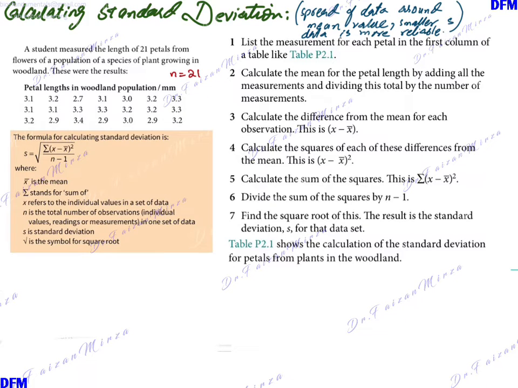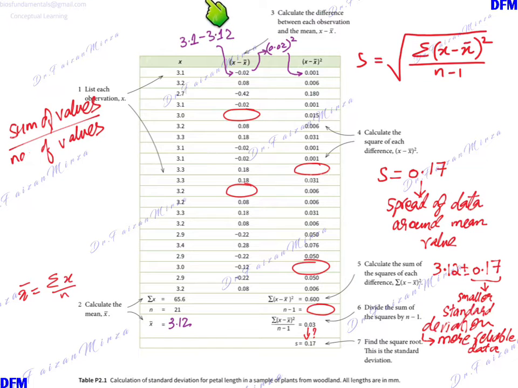Individual values are given to you. What will we do? We'll make a table here. All the individual values of these petals will be mentioned in the table. These will be the values which I'll be calling x. Now we'll calculate the mean here. For the mean, you add up all these values and divide them by n, which is 21. So you get the answer 3.12. So this is my mean here.